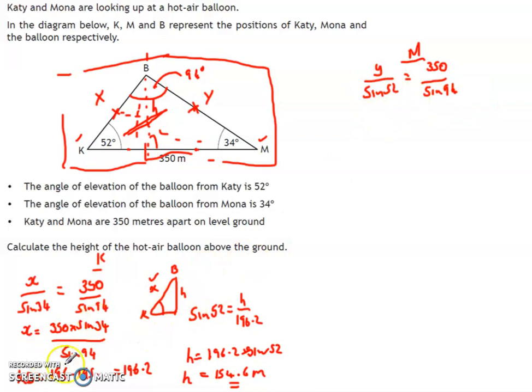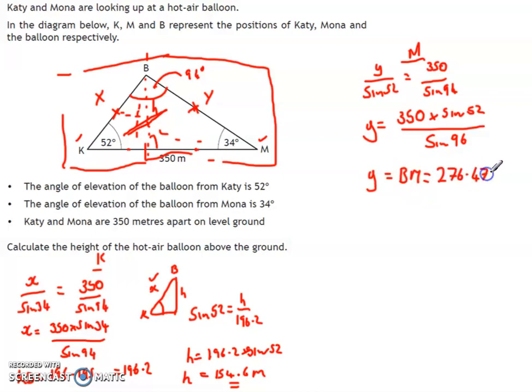So I still solve it by switching it around as I did here for the x. So I know then that y is equal to 350 times sine of 52, all divided by sine of 96. Plug it all in a calculator again, just as I did before. What I get then is that y, which is equal to BM, is equal to 276.477, and then it continues on, so it's 276.5.